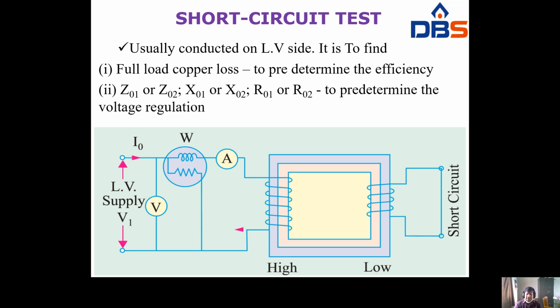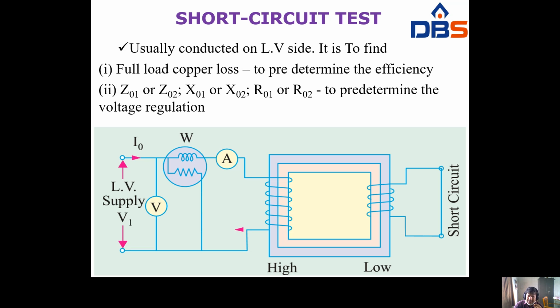After finding the full load copper losses and series branch parameters, through the combination of the open circuit test and short circuit test, we know the iron losses, the copper losses, the shunt branch parameters, and the series branch parameters. Now we have to determine the efficiency at any load, and also the voltage regulation. Here one thing we have to recognize clearly: we have to predetermine the efficiency and predetermine the voltage regulation.